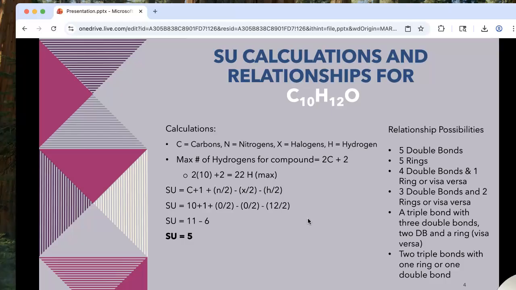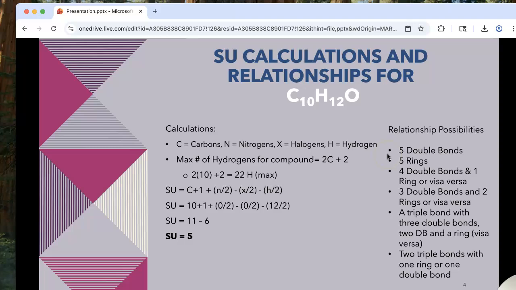There were a multitude of possibilities that 5 sites of unsaturation could have created. I've tried to put the major points of what I thought could be potential relationship possibilities. So each aromatic ring would represent 1 site of unsaturation. Each site of unsaturation represents 2 hydrogens. And so a pi bond also represents 1 site of unsaturation, and a triple bond represents 2 sites of unsaturation.